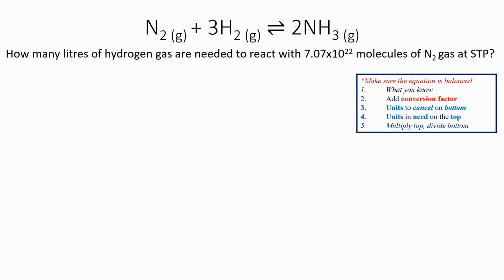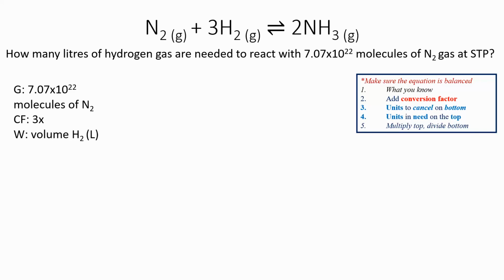Alrighty, so let's read this question very carefully. It says, how many liters of hydrogen gas are needed to react with 7.07 times 10 to the 22 molecules of nitrogen gas at STP? STP means standard temperature and pressure. It's a fancy chemistry way of saying normal conditions. I'll write down the actual constant in a second, but that's the thing that means 22.4 liters of a gas is equal to 1 mole.